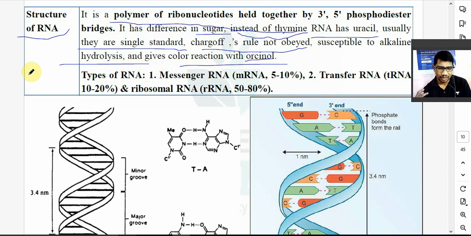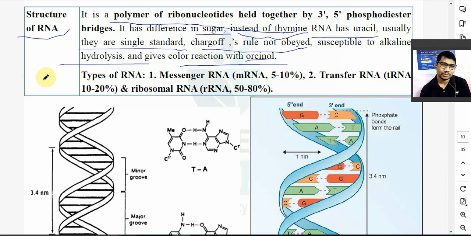RNA क्या होता है? RNA is nothing but single stranded. It is a chain or a polymer of ribonucleotide. These are held together by 5'3' phosphodiester bond. Then RNA has a ribose sugar, DNA has a deoxyribose sugar. DNA is double stranded, RNA is single stranded. In the DNA, Chargaff's rules are followed. In the RNA, Chargaff's rule is not followed. Most of the time, RNA is single stranded, but there are certain viruses which also have genetic material as RNA, which are double stranded. And in that condition, it may follow Chargaff's rule.